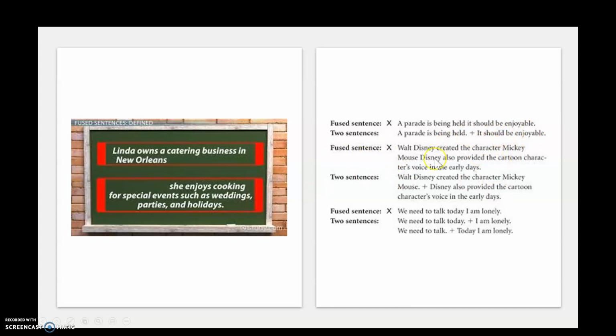But Disney created the character Mickey Mouse. Disney also provided the cartoon character's voice in the early days. So here you've got two thoughts. Walt Disney created the character Mickey Mouse, period. Disney also provided the cartoon character's voice in the early days, period. So two separate thoughts. To fix them, you can put a period there. You can also do the semicolon or the comma plus coordinating conjunction. These three of them, they all did the same thing where they made a period. It often is easier to separate a fused sentence into two sentences.